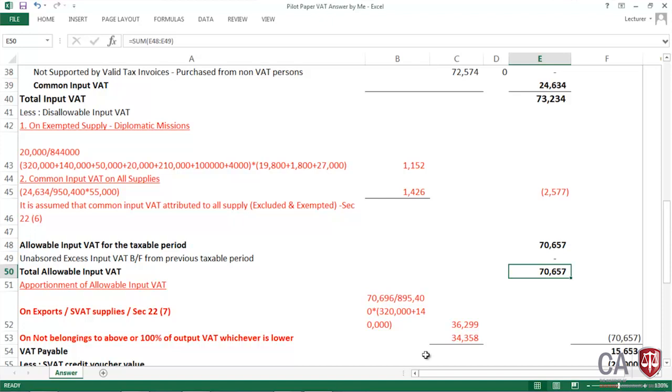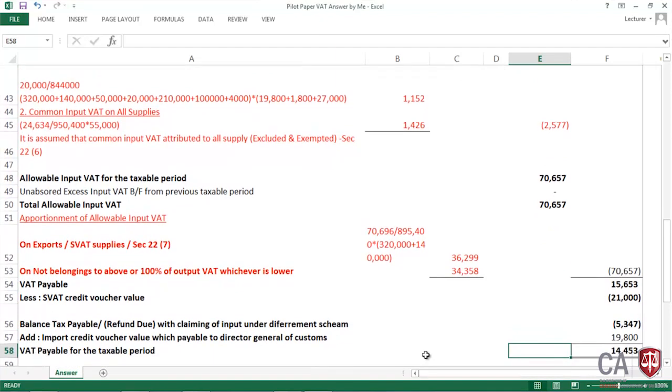70,657. Now see apportionment of the allowable input VAT. As I explained, for the apportionment of the allowable input VAT, we need to divide the input VAT into two parts. I will erase this first part on the charging section and I will explain the apportionment of the allowable input VAT.